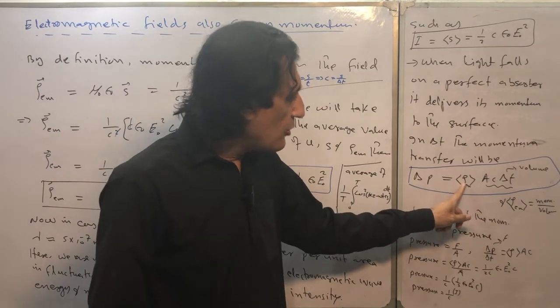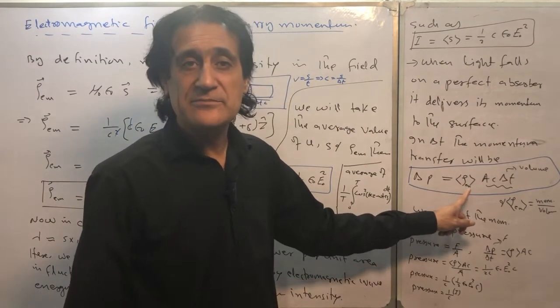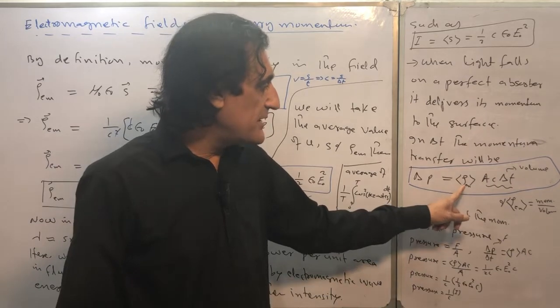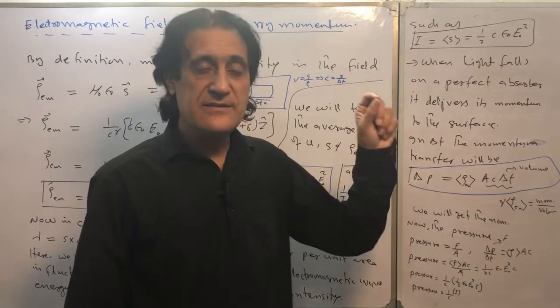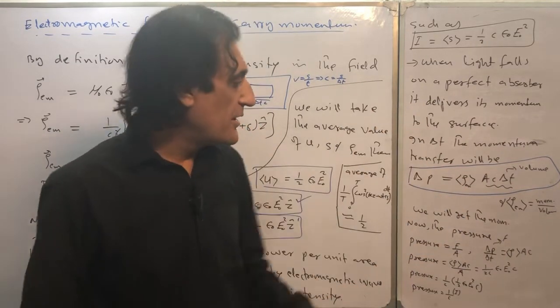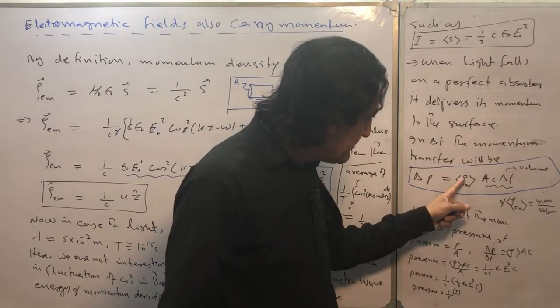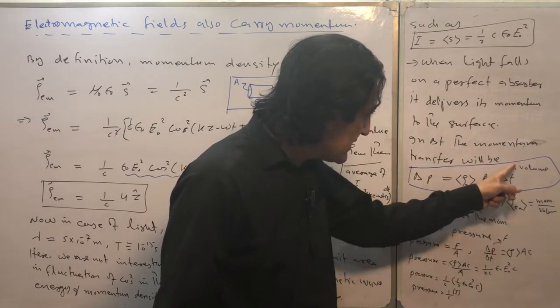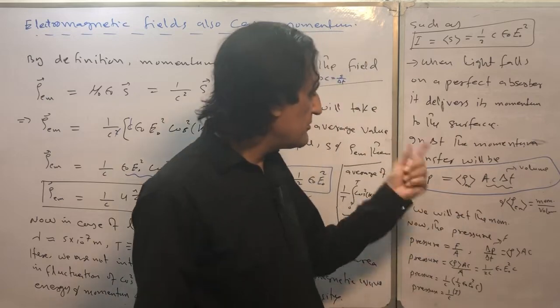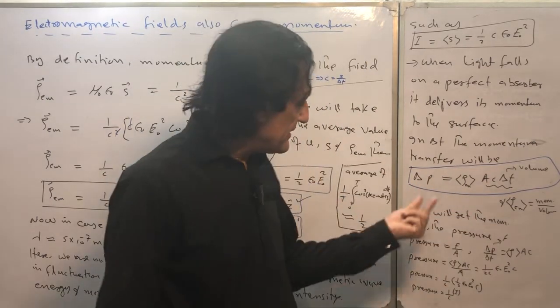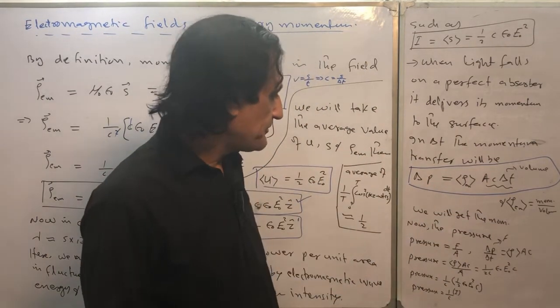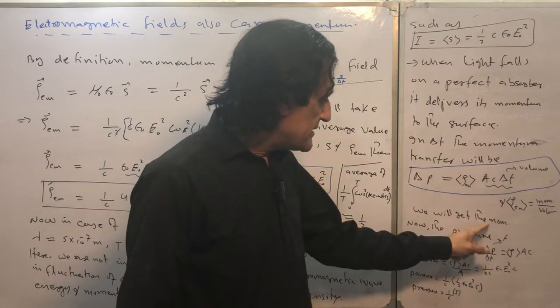And what is rho? This is the momentum density, which we know is the momentum per unit volume. Then with momentum per unit volume, this volume will cancel with this volume, and we get the momentum delta P.